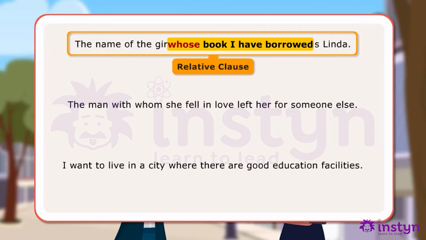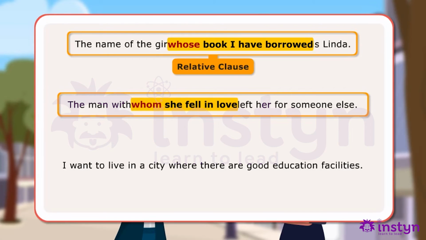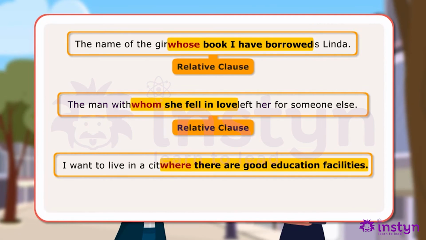In the second sentence, whom she fell in love is a relative clause. Whom is used here with the preposition with. In the third sentence, where there are good education facilities is a relative clause.